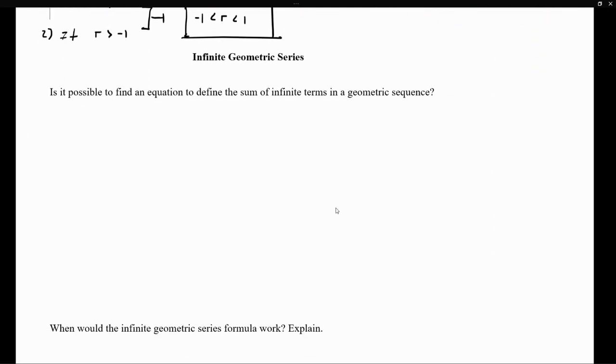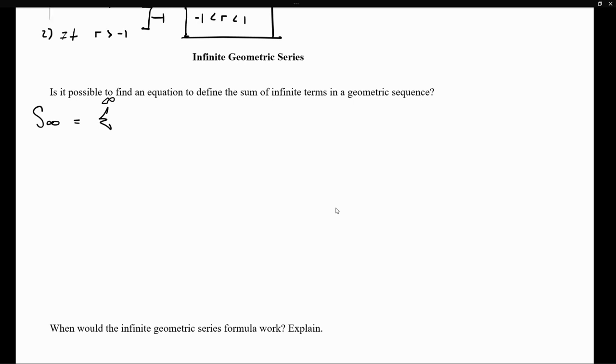So now the question is, is it possible to find an equation that we can define to represent the sum of infinite terms in a geometric sequence? Well, it just so happens that there's one. Since I know that any series is determined by the partial sums, let's just write down a very standard way of writing the geometric partial sums.